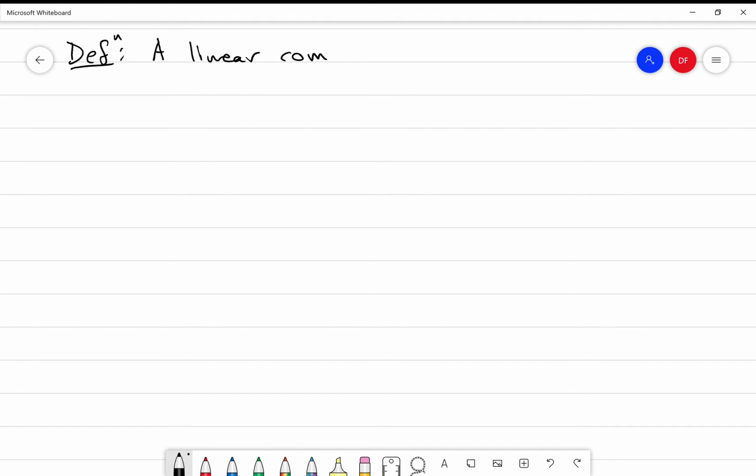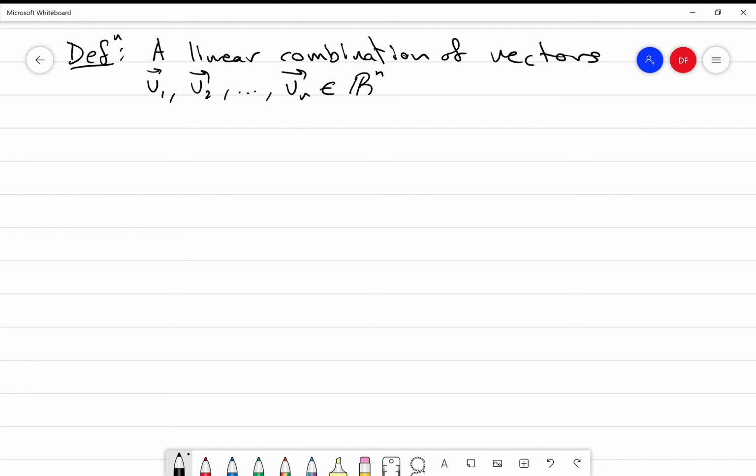A linear combination of vectors v1, v2, ..., v sub n in Rn, so this could be any dimensional space, n-dimensional space. It could be a vector in 2 dimensions, for example (2, 3), or a vector in 4 dimensions, (2, 2, 3, 4), right?